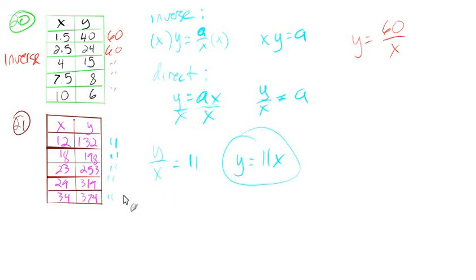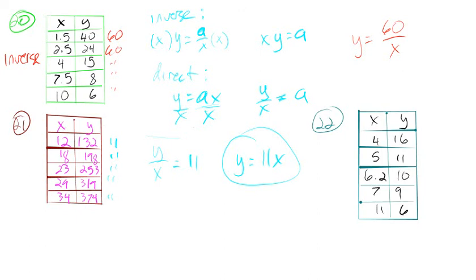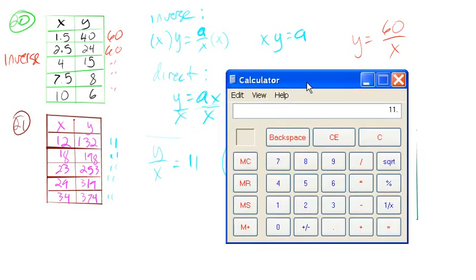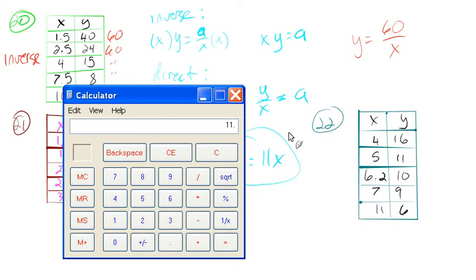Let's go over to 22. Again the question is, is this direct variation between these variables, or is it inverse? To answer that, let's start out assuming they're inverse. So we'll try 16 times 4. If it's inverse variation, then a is 64, so we should get 64 every time. Then we'll take 11 times 5. Do we get 64? No, we get 55. So it's not inverse. That's out of the question.